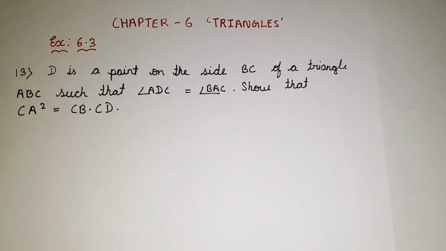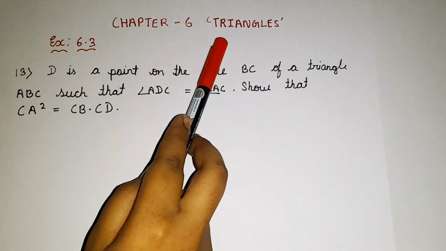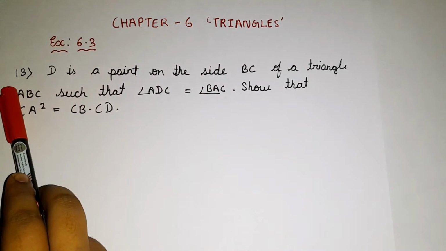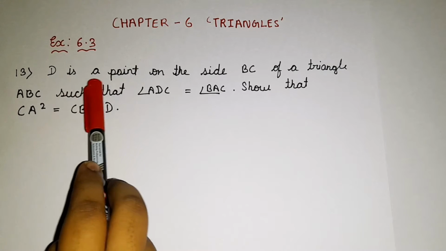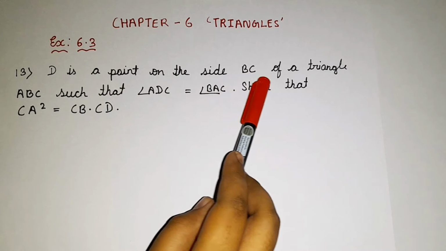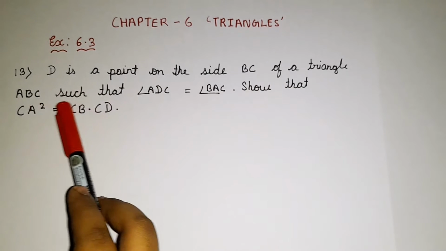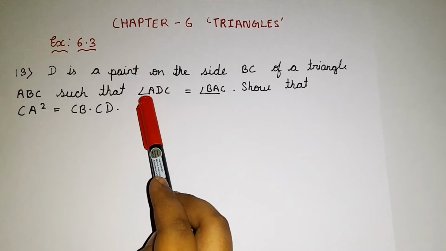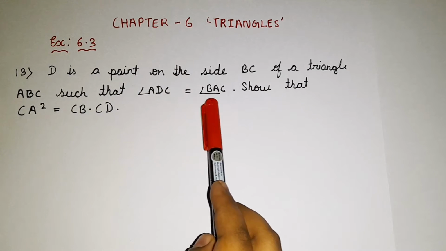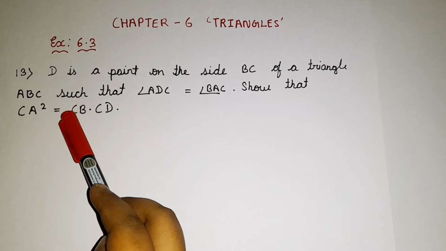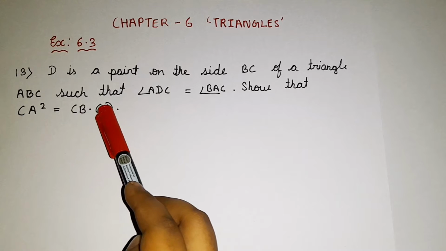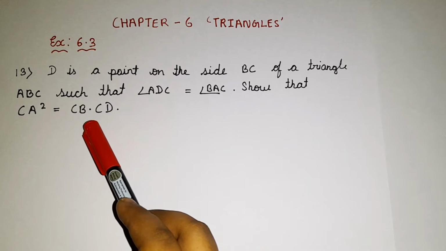Today we are going to be learning Chapter 6, Triangles, Exercise 6.3, 13th question. Now let's read the question. D is a point on the side BC of a triangle ABC such that angle ADC is equal to angle BAC. Show that CA square is equal to CB dot CD. Okay, so this is the question.